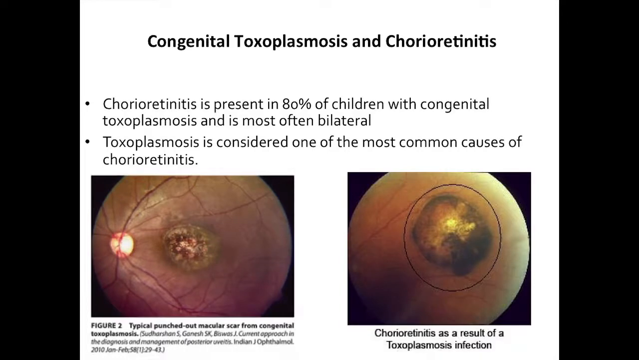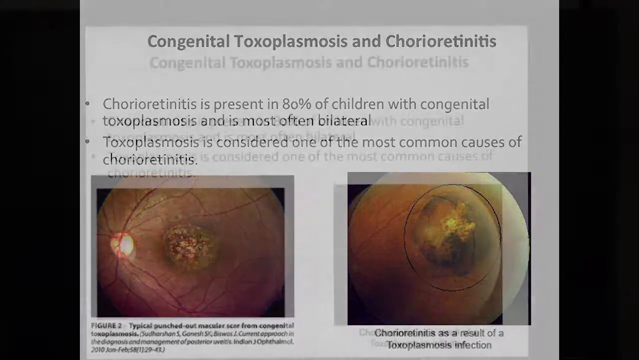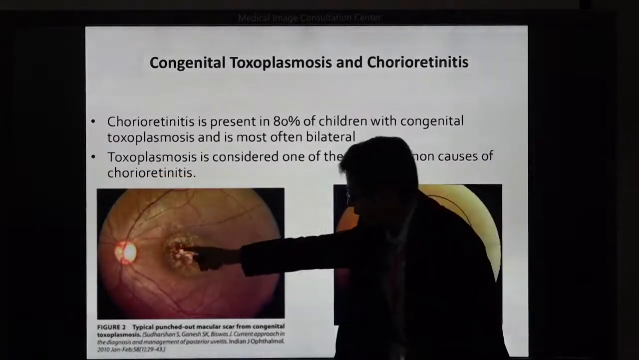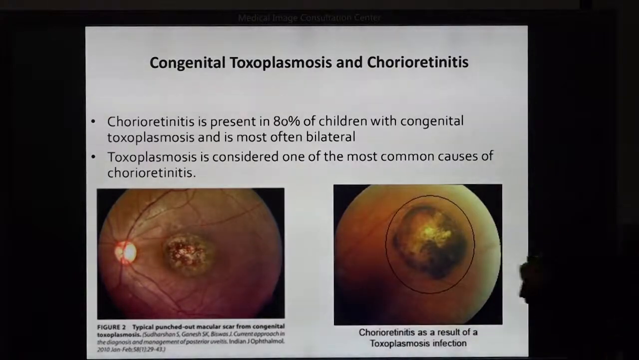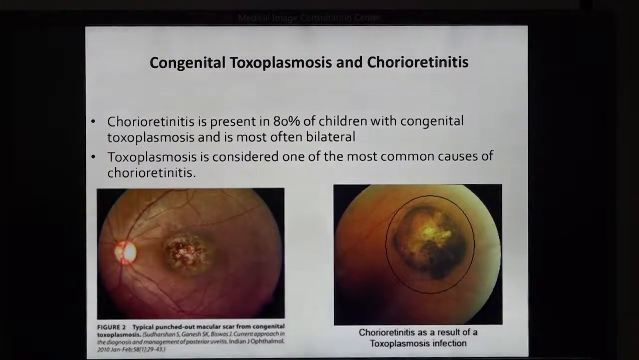Congenital toxoplasmosis. Again, when you have a scar in the macula that eats away the choroid and the retina, leaving behind bare sclera, it can give rise to leucocoria. And it's a congenital infection. You pick up and treat these children. The vision is gone, but you prevent further recurrences of the infection.